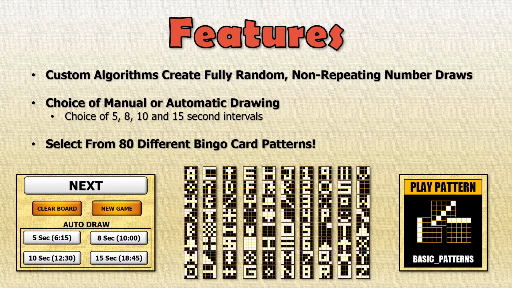Some of the features of my game include custom algorithms to create a fully random, non-repeating number draw set, so each game is unique. You can play multiple rounds or games without repeating a pull sequence. You also have the ability to manually draw numbers using the next button, or you can choose the auto draw feature, which will draw a new number in whatever interval you choose. The board includes 5, 8, 10, and 15-second auto draw options.